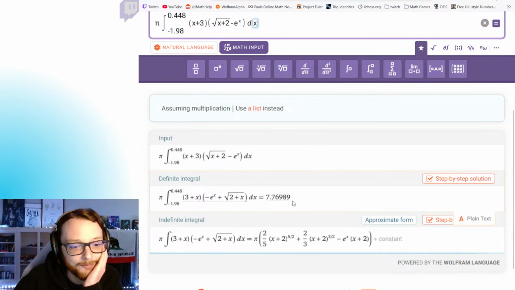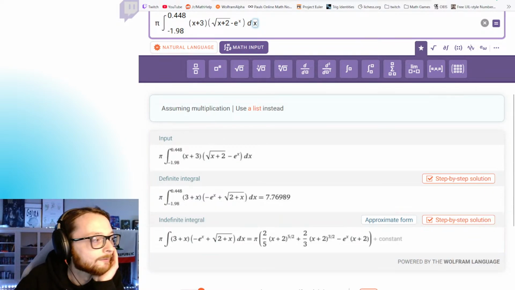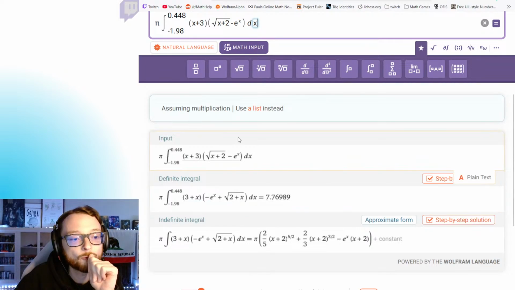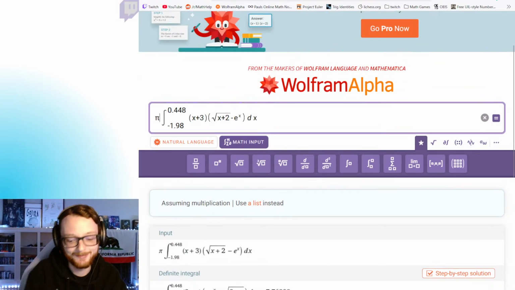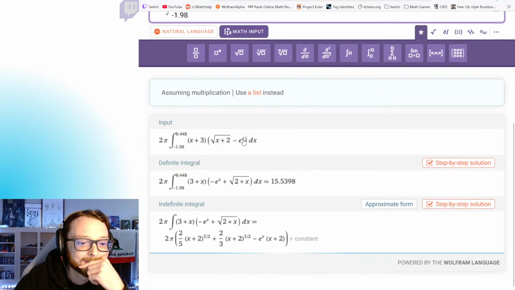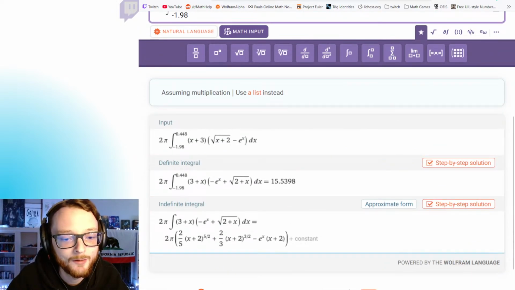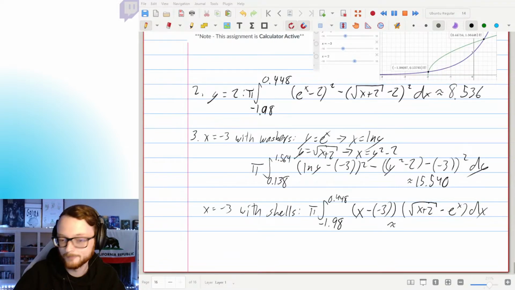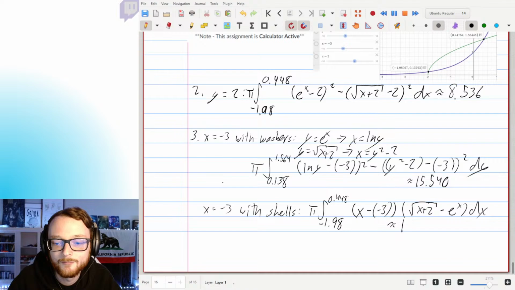No, why is this half? It's basically half of what I got in the last one. Am I missing a piece for... Oh, it's 2 pi. It's 2 pi. 2 pi RH. There we go. 15.540. It's always gratifying when they do indeed come out to be the same.